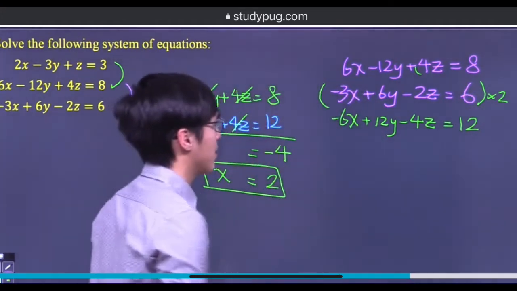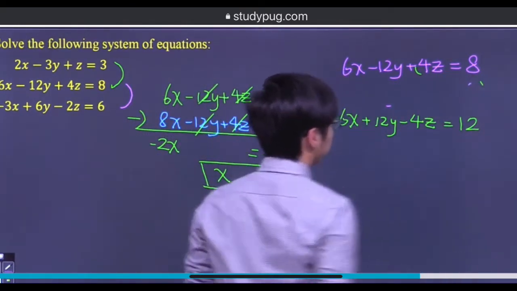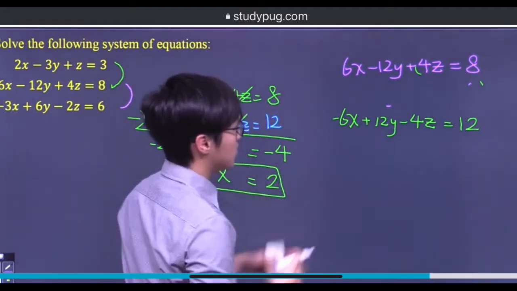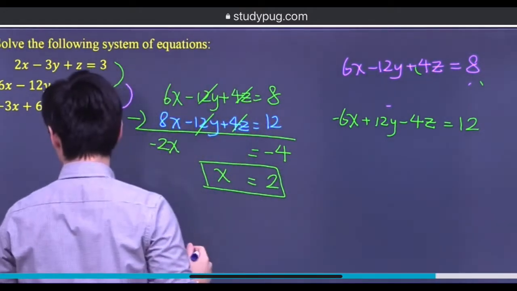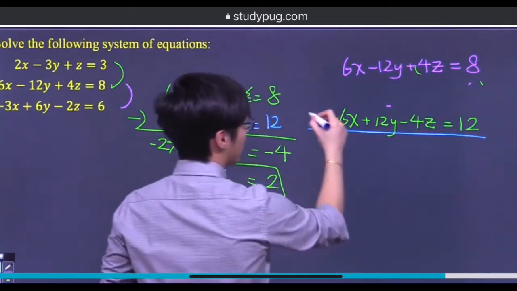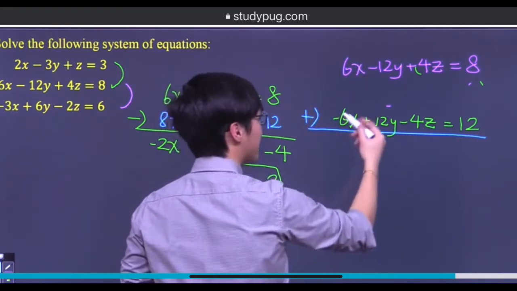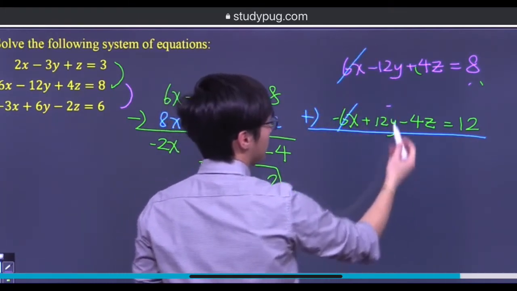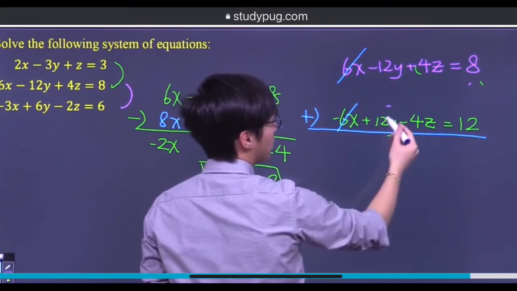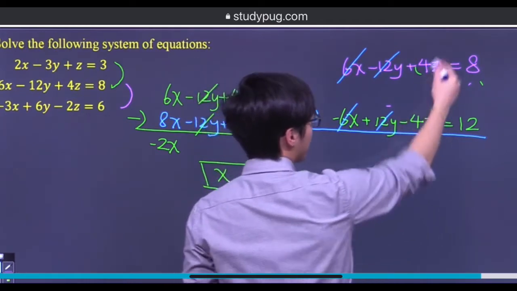All right, now we have made the changes, so we can ignore this middle equation over here. Now just look at these two equations, all right? Is there anything you can eliminate? Well, let's say we add them up, okay? Let's see what's going to happen. 6x plus negative 6x, so we have 6x minus 6x. They cancel out. Negative 12y plus 12y, they cancel out. And 4z minus 4z, they cancel out.